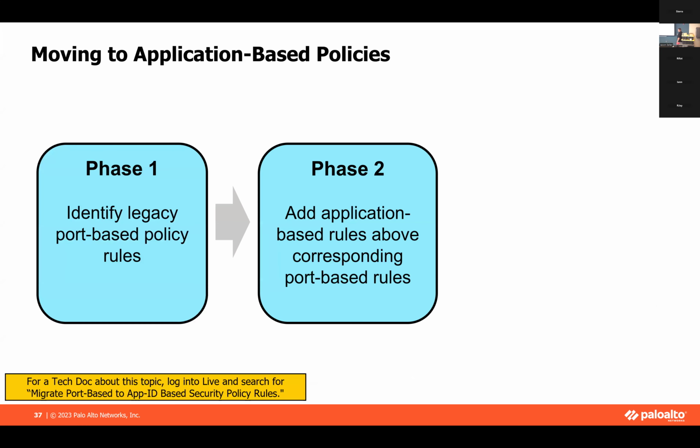So identify any kind of port-based policy rules, add an application-based rule above it in the firewall. Why would we do that? So it runs that one first. You got it, right? And then the order of rules, the first one found is what actually gets triggered.